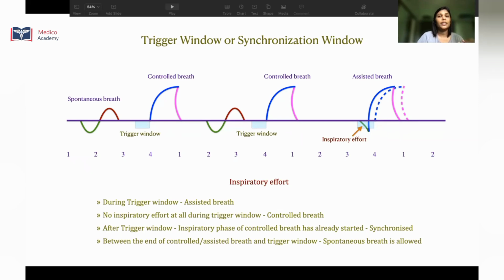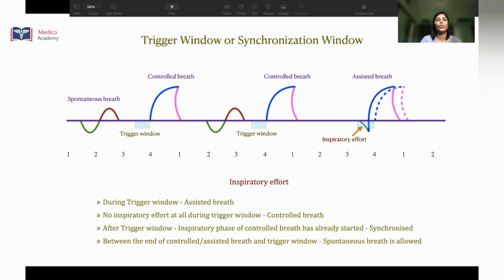If the patient makes an inspiratory effort during the trigger window, then the ventilator will synchronize it and give an assisted breath. If there is no effort from the patient side, then the ventilator will wait till the end of the trigger window and give a controlled breath. So that's about SIMV. SIMV can be used when the patient is out of deep sedation and muscle relaxant.